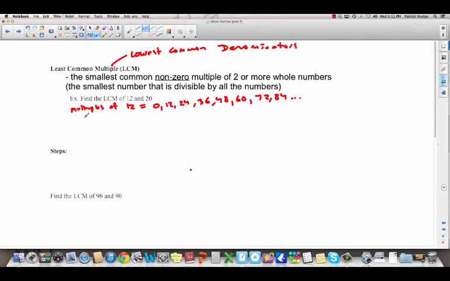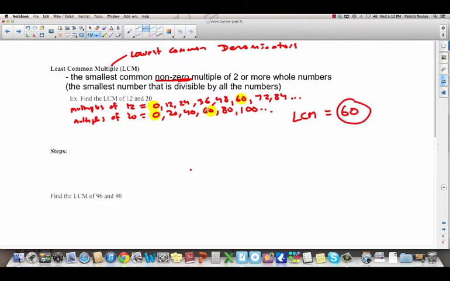goes on forever. Multiples of 20 are 0, 20, 40, 60, 80, 100, ... goes on forever. The ones that are common are 0, and what else do you see that's common? 60, and the next one would be 120, but I don't have it there. So those are the common multiples. The lowest one, I know you're saying the lowest is 0, but remember it has to be a non-zero multiple. So the LCM, the lowest common multiple, is 60.